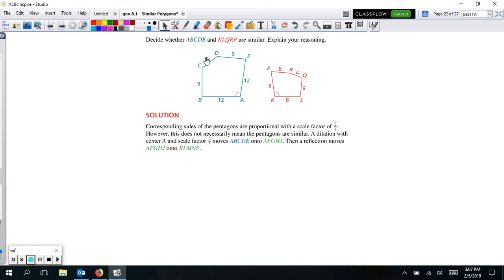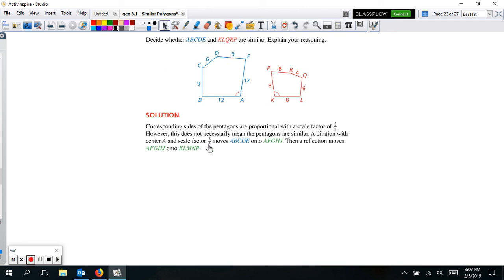6 over 9 reduces to 2/3. 4 over 6 even reduces to 2/3. So that's all going to be 2/3. But that's not all we can do here, because it just doesn't look right. As you're looking at this, it just doesn't seem like these are similar figures. Are these really similar? So we want to continue on this one, even though all the scale factors are the same. It says here, however, this does not necessarily mean that the pentagons are similar.